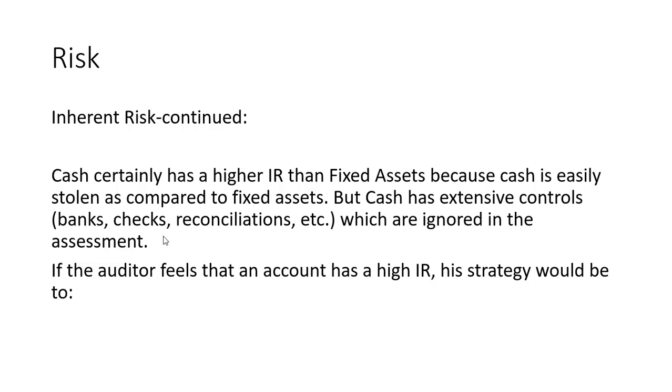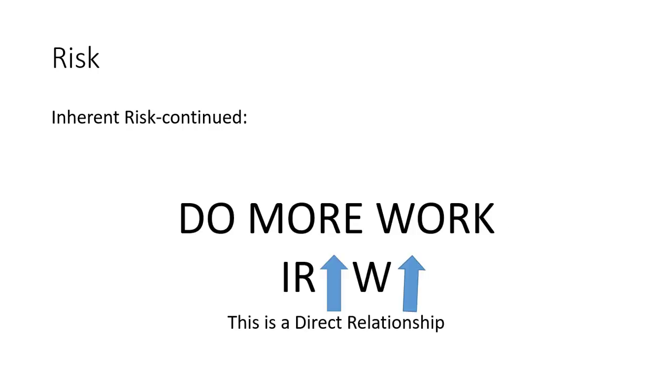So what you'll find is that there's much more work done on cash than there is on fixed assets, even if fixed assets are a greater amount. There's a lot of work that's done on cash. If the auditor feels that an account has a high inherent risk, there's a bigger chance of a material misstatement. Therefore, the auditor would do more work. Inherent risk is high, the amount of work that we do also goes up. That's inherent risk.